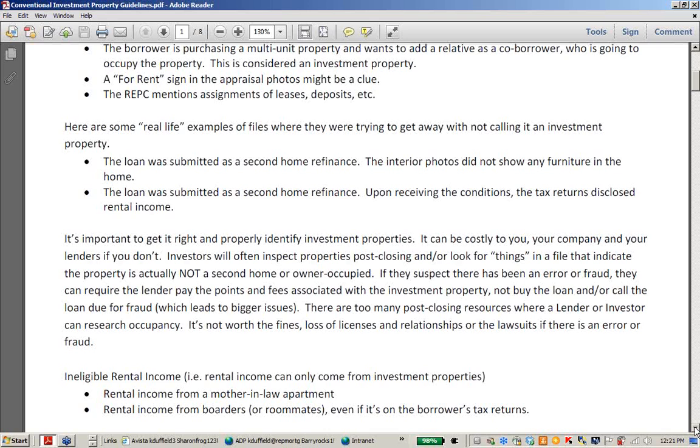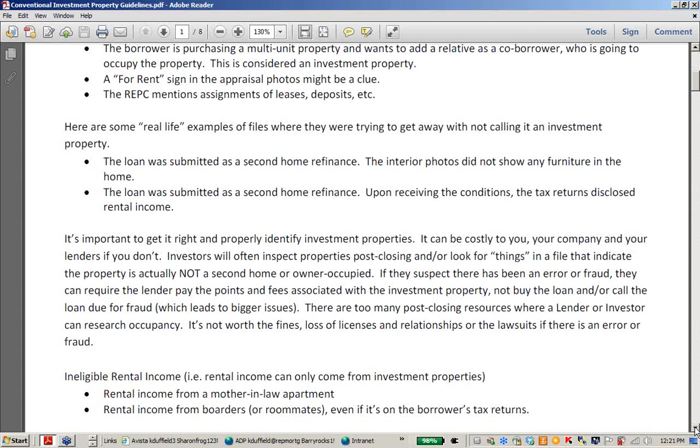The other one, after reviewing the conditions, or maybe it's because we pulled the 4506-T, we ended up asking for tax returns, and the tax returns did disclose Schedule E income. So, no longer can the borrower hide the fact that they're earning Schedule E income because we pull those tax transcripts. So it really does happen.